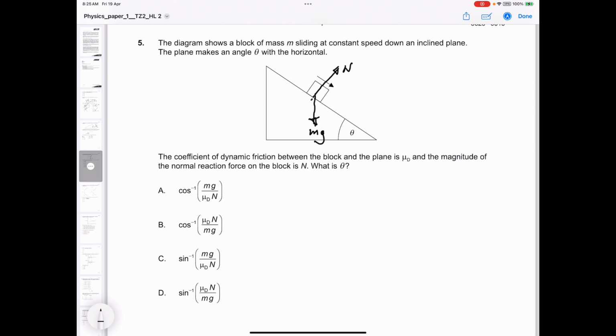So let's see if we can bring theta into this diagram. So if this is theta down on the right hand side, this angle must be theta as well. So mg sine theta then, mg sine theta. So this is this force here acting parallel to the plane. This must be equal to the friction force.